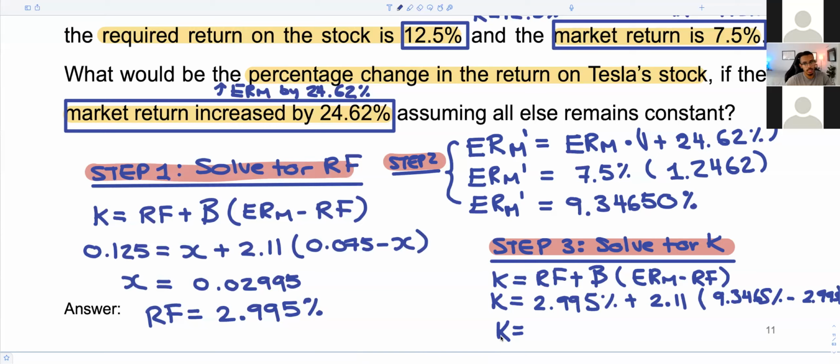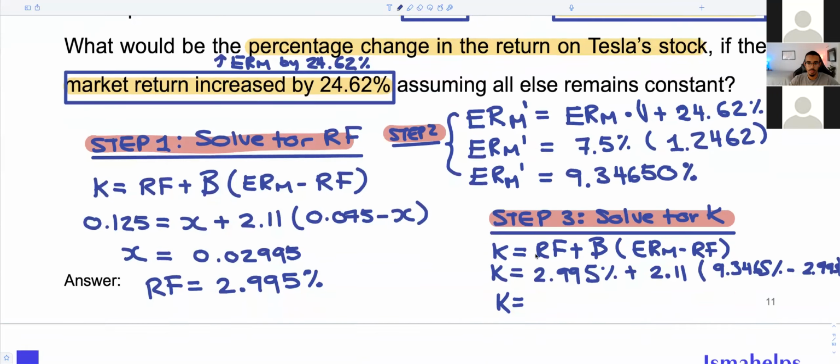What is our new K in this case for Tesla? Amazing, Kennedy. Yes, that is correct. So we're going to have 16.39667. Okay.